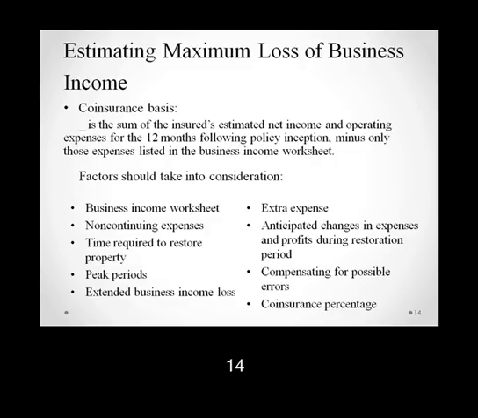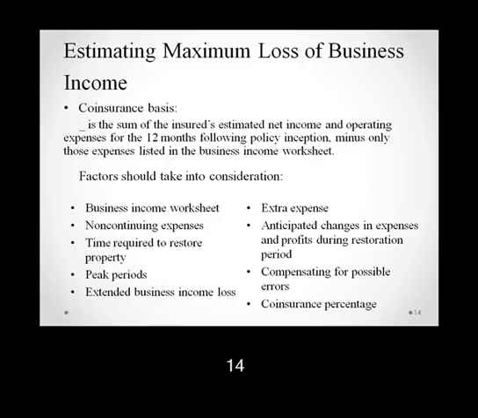In determining an organization's estimated maximum loss, which is EML, the co-insurance basis, which is a projection of income and expenses for the 12 months following the policy inception, can be used as a starting point. The co-insurance basis is calculated as the sum of the insured's estimated net income and operating expenses for the next 12 months following policy inception, minus only those expenses listed in the business income worksheet.